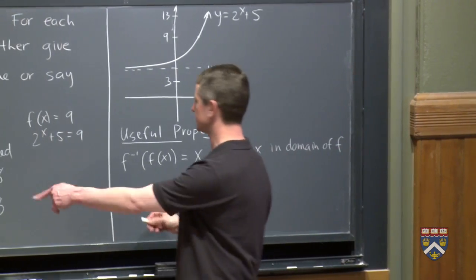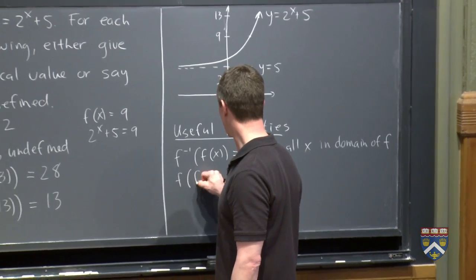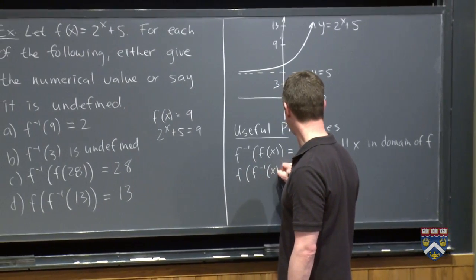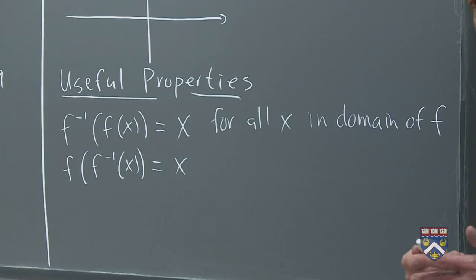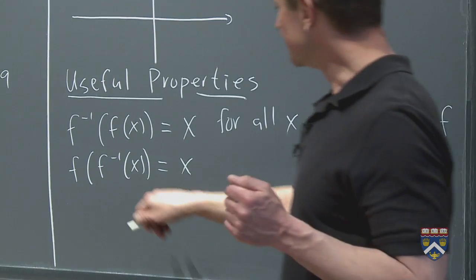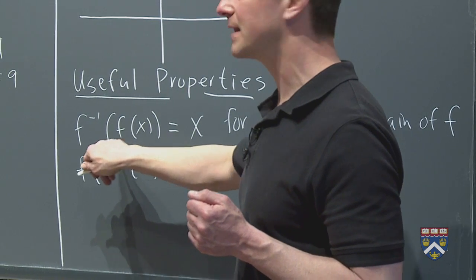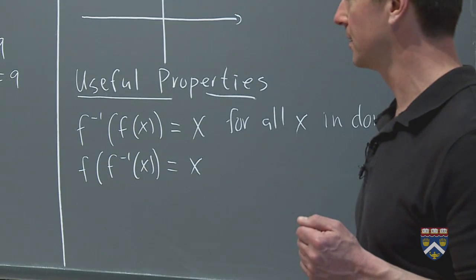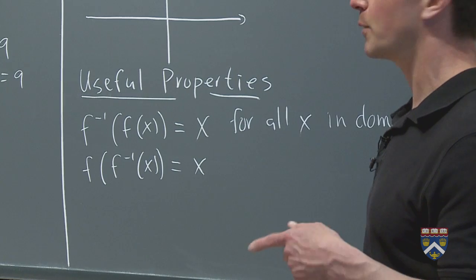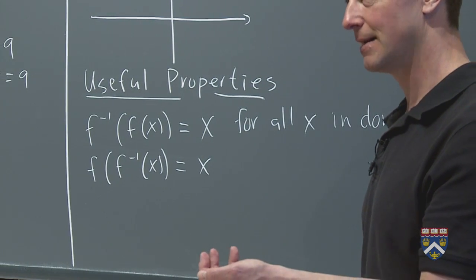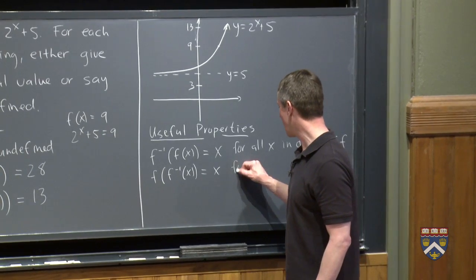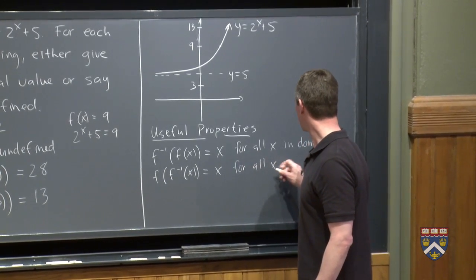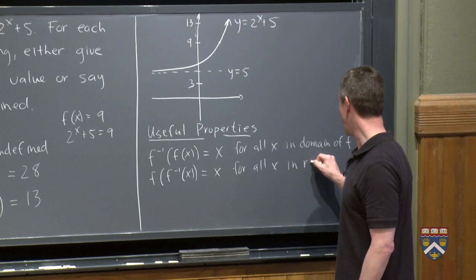We can do the other direction as well. We can take f of f inverse of x. That will also be x, because again, they're supposed to undo each other's work. But now the x has to be something that I can legally put into f inverse. And if we think back, the things that we can put into f inverse are the things that come out of f. So this should be for all x in the range of f.